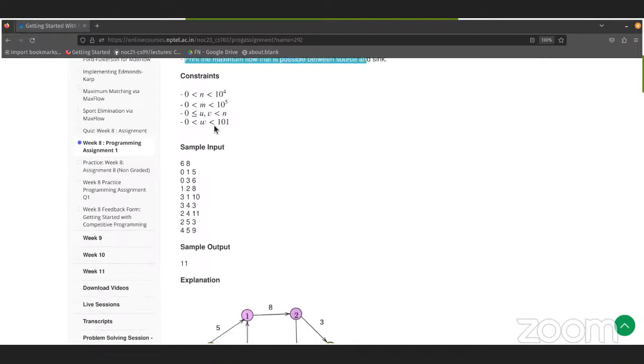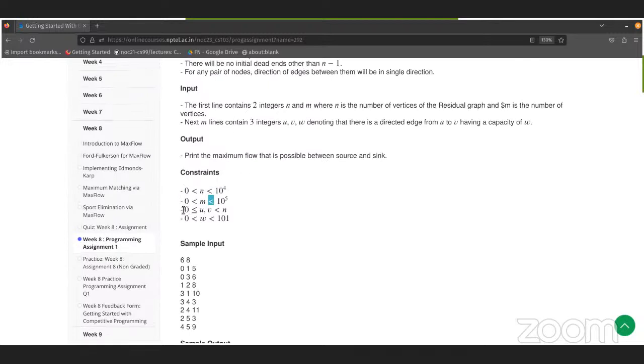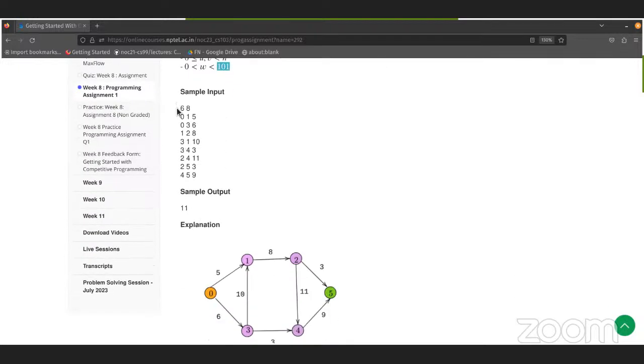Our constraints are 0 < n < 10^4 and 0 < m, so the number of vertices is up to 10^4 and the number of edges can be up to 10^5. And 0 <= u, v < n, and the weight is at most 101. That's our maximum weight. Suppose we have this graph where we have 6 and 8: 6 is the number of vertices, and 8 is the number of edges.